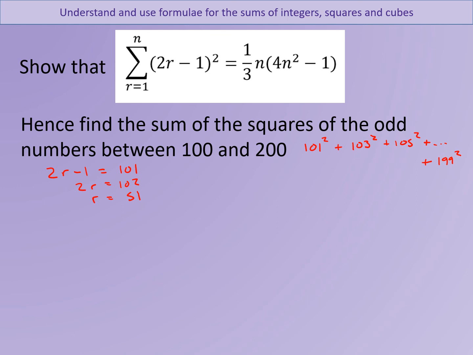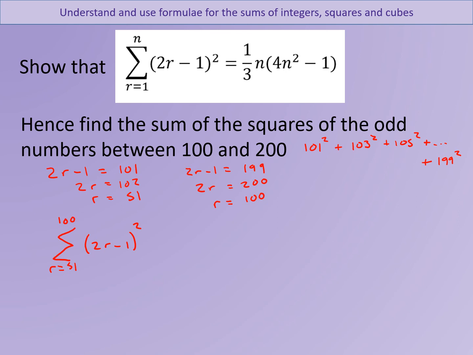Let's just work out where we need to end. So we need 2r minus 1 to equal 199. That means that 2r equals 200, so r is going to equal 100. Okay, so in order to get the sum that we need, 101 squared plus 103 squared all the way up to 199 squared, we should be able to do that using this formula, 2r minus 1 squared. If we start with r equals 51, we'll then get to stop when we get to r equals 100.